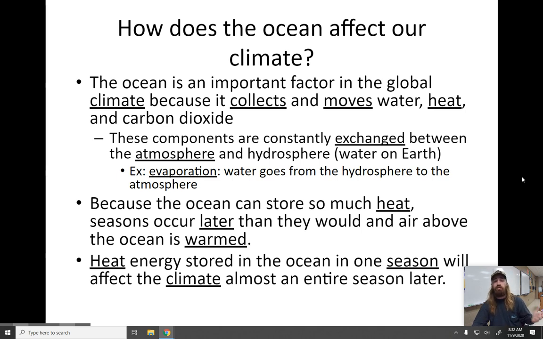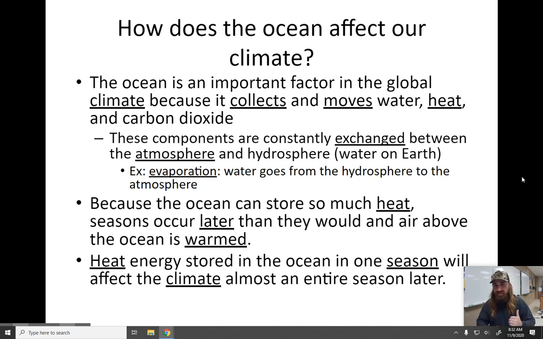So it says, how does the ocean affect our climate? The ocean is an important factor in the global climate because it collects and moves water, heat, and carbon dioxide. So remember, guys, the ocean is 70% of the world. So whatever happens with that 70% is probably going to affect the other 30%.